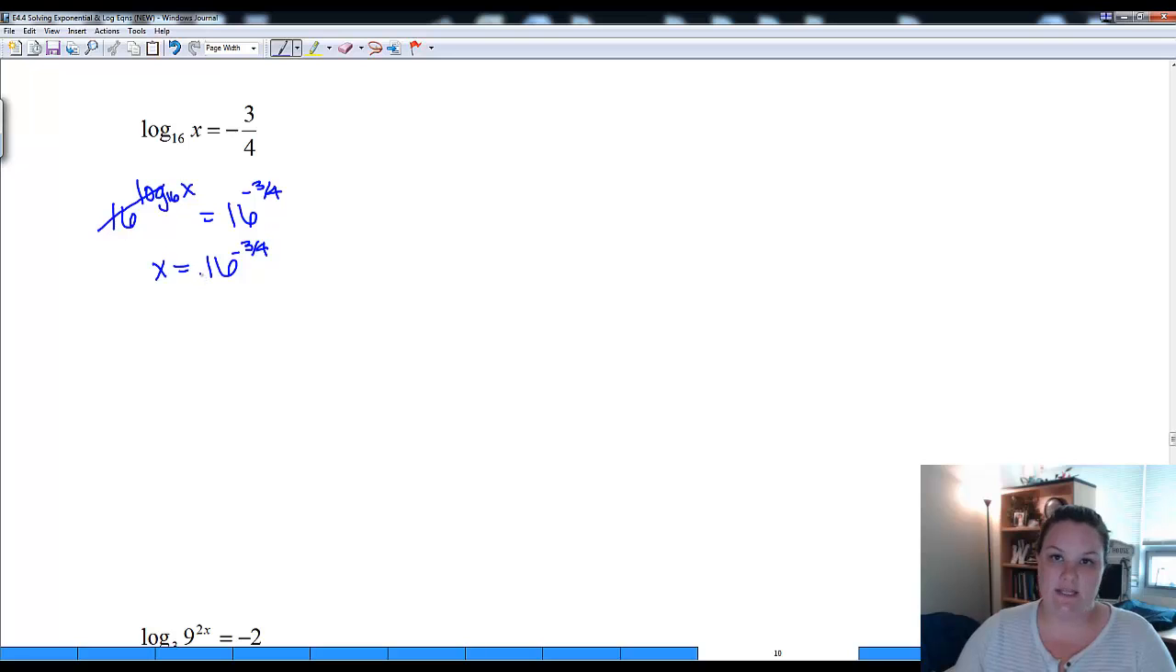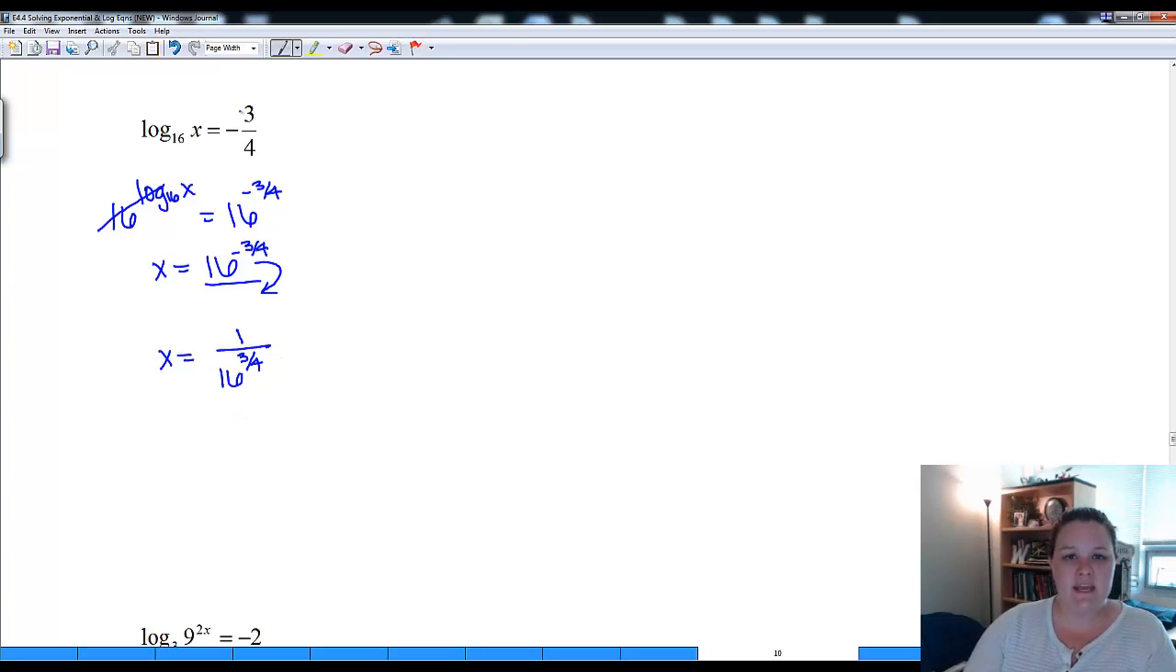Now, I don't like to deal with negative exponents. There's not a whole lot we can do with them negative. So I need to change this to a positive exponent. And remember, the way to get rid of a negative exponent is to move that base across the fraction line. So this is the same as saying x is equal to 1 over 16 to the positive 3/4. When I move that base across the fraction line, the exponent sign changes.